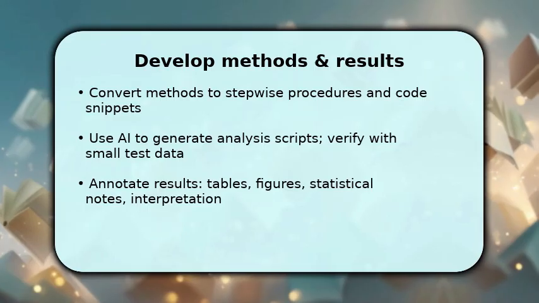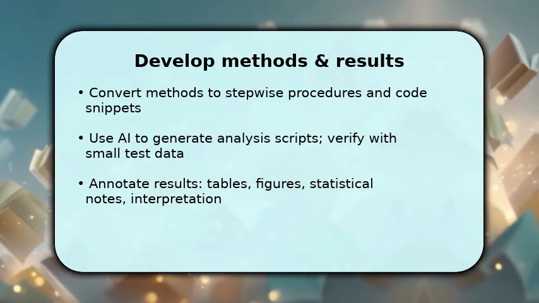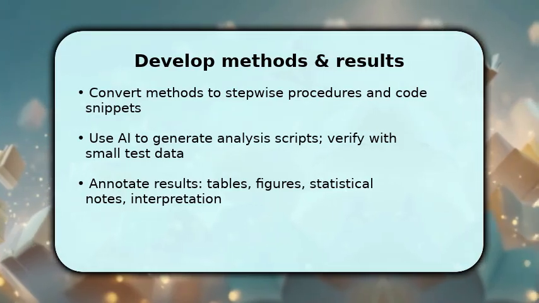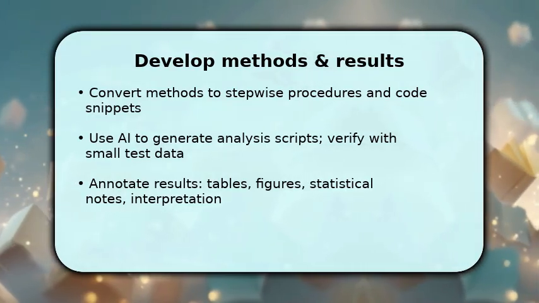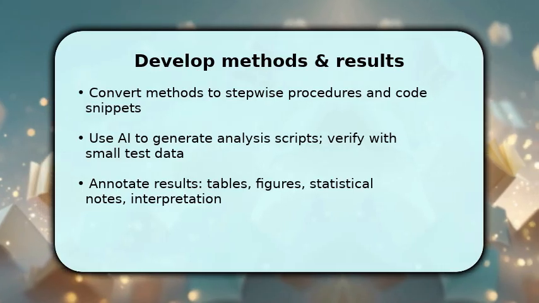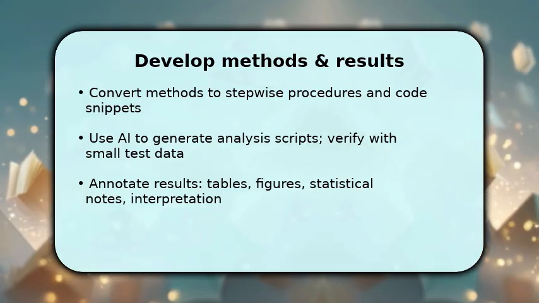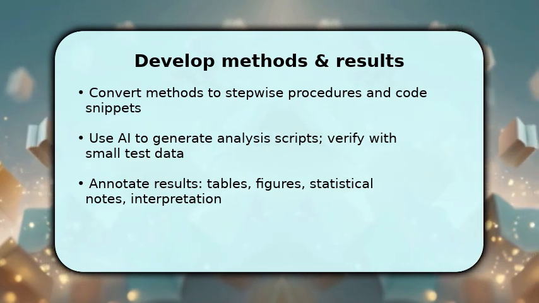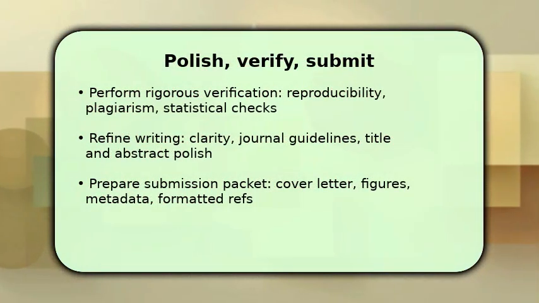After validation, prompt the AI to summarize statistical outputs into clear tables and figure captions. Make sure to write the interpretation yourself, using the AI to translate numbers into narrative while you check assumptions, effect sizes, and limitations. You finish by verifying reproducibility and running a plagiarism check. Do not skip this step.